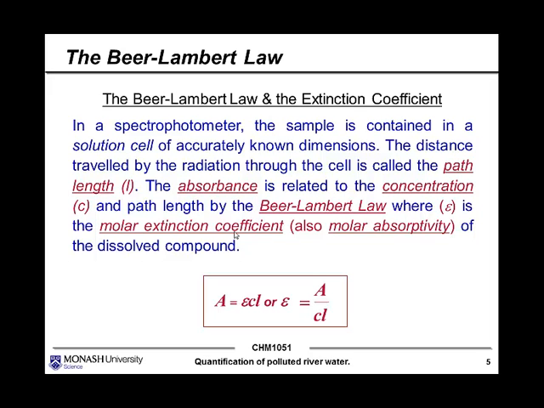Now, the law that we're using to make this calibration curve is known as the Beer-Lambert Law. In a spectrophotometer, the sample is contained in a solution cell of accurately known dimensions. It's usually 1 centimetre. The distance travelled by the radiation through the cell is called the path length. In this case, it'll be 1 centimetre, although some instruments do have cell lengths slightly shorter or longer. The absorbance is related to the concentration and the path length by the Beer-Lambert Law, where this Greek letter epsilon relates to the molar extinction coefficient, which is also known as the molar absorptivity of the dissolved compound. Most importantly, you'll notice that absorbance has a linear relationship to concentration.